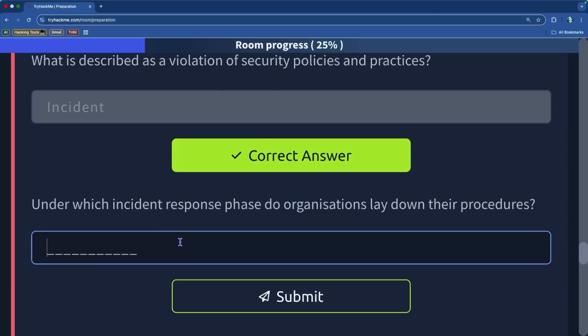And my keyboard disconnected because it goes to sleep. Preparation. There we go. Cool.